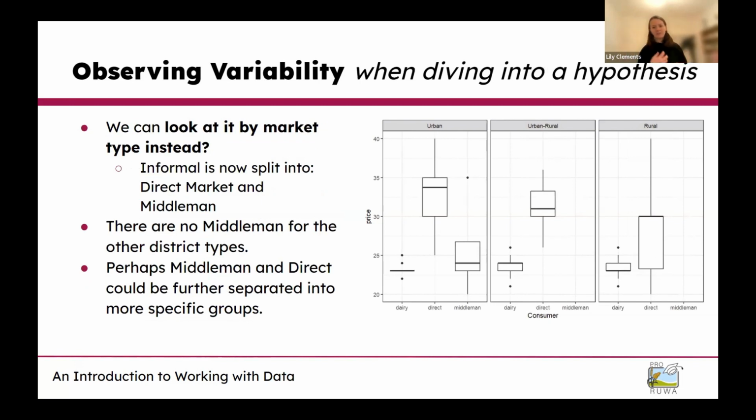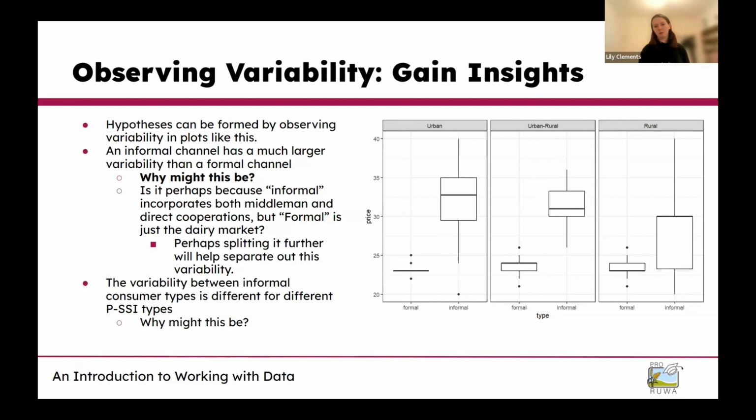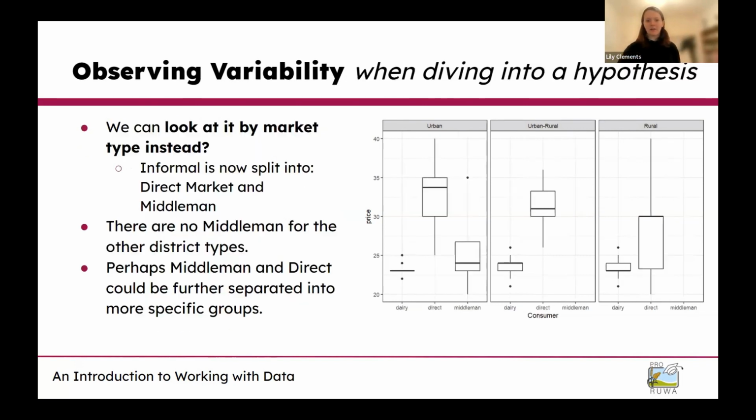Now we've done some observation, we can dive in a little bit more. So instead of looking at formal and informal on our x-axis like they do in the paper, let's now look in a bit more detail at just dairy, direct, and middleman, our three different consumer groups that we had. Dairy is the same as formal, so we don't see any change there. But our informal is now split into direct and middleman. This shows a little bit more of what was happening before. We don't have any middleman for urban, rural, or rural. We only have middleman in urban.